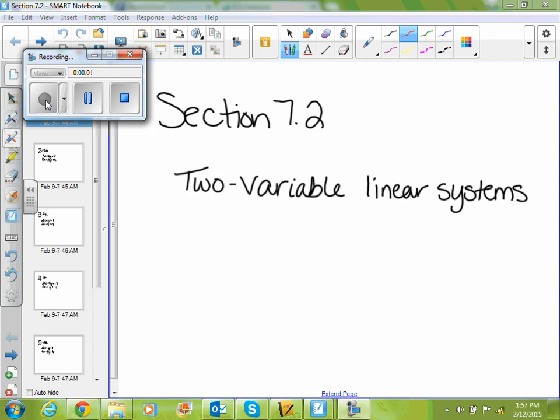We're going to look at solving systems by elimination. Remember yesterday we did graphing and substitution.